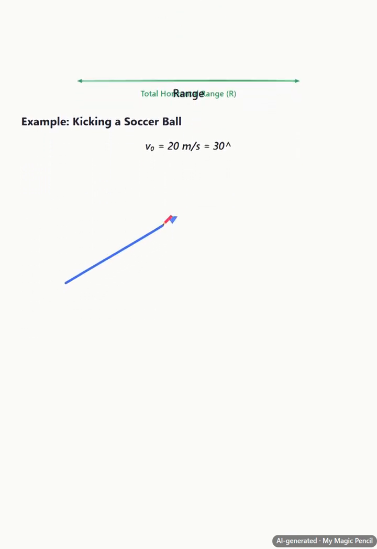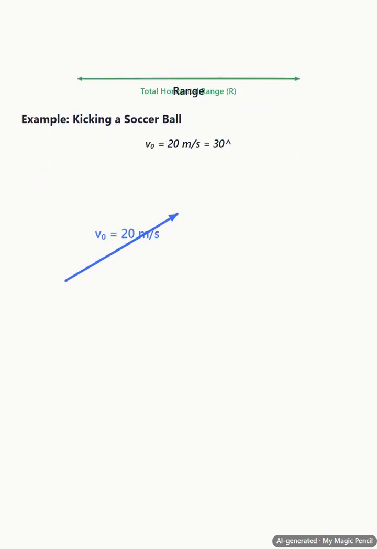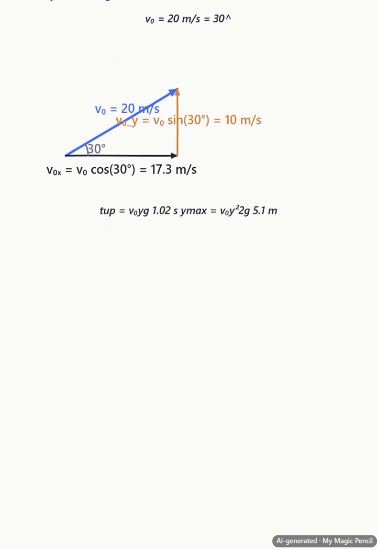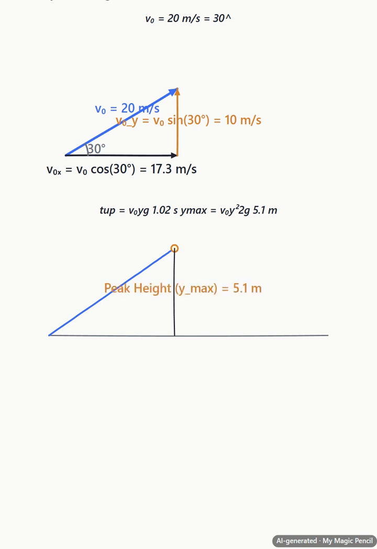Let's put our equations to work with a concrete example. Imagine kicking a soccer ball at 20 meters per second at an angle of 30 degrees. First, we break this initial velocity into its horizontal and vertical components. To find the peak height, we look purely at the vertical motion. Gravity slows the ball's upward climb until its vertical velocity hits zero at the peak. This takes just over 1 second, reaching a maximum height of 5.1 meters.